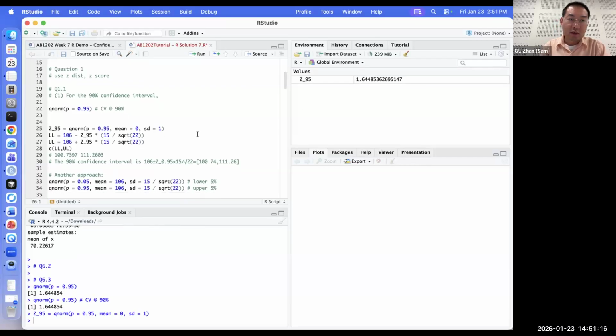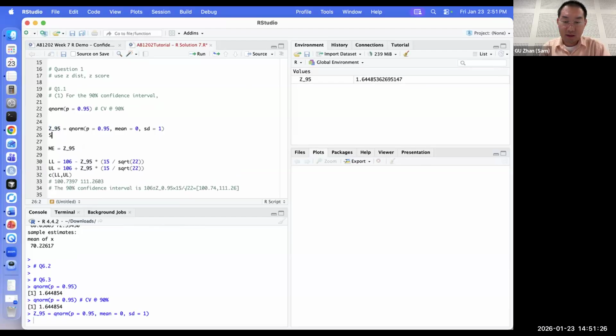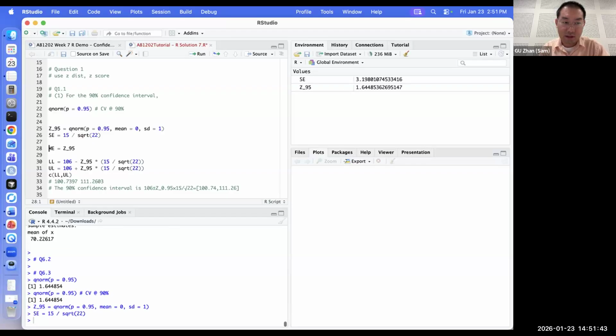So margin of error equals the z-score critical value times the standard error, right? So what is the standard error? The standard error is the population standard deviation divided by square root of n. So the population standard deviation is 15 divided by the square root of n, with n equal to 22. This is your SE. When we run it, SE is 3.19.